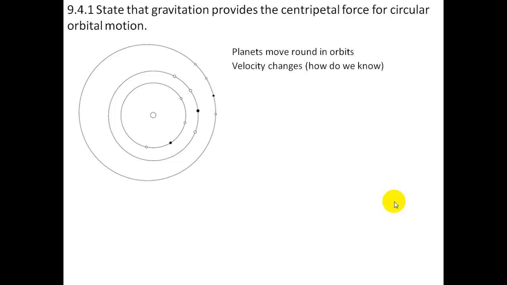A change of velocity means acceleration. Now, if there's an acceleration, there's an unbalanced force making something accelerate. And in this case, it's going to be a centripetal force, which is an unbalanced force towards the center of the orbit. It's always acting perpendicular to the path of the planet or the object in the orbit.